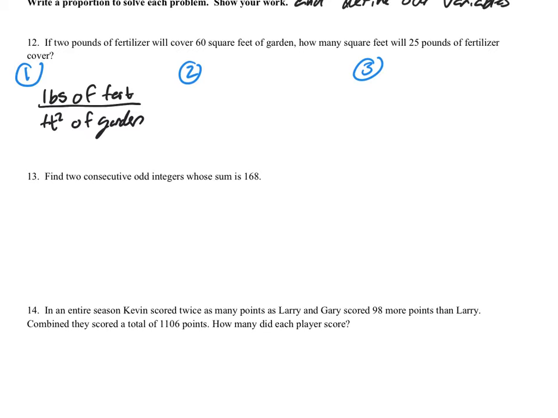So we're now going to write our proportion, and this is where we have a ratio equals another ratio. We want to make sure that pounds of fertilizer is on the top, square feet of garden is always on the bottom, just like we wrote in number 1. It says 2 pounds of fertilizer to 60 square feet of garden. How many square feet will 25 pounds of fertilizer cover? In the second portion, we know how much fertilizer we have, but we don't know how many square feet, so we're going to let that be our variable.